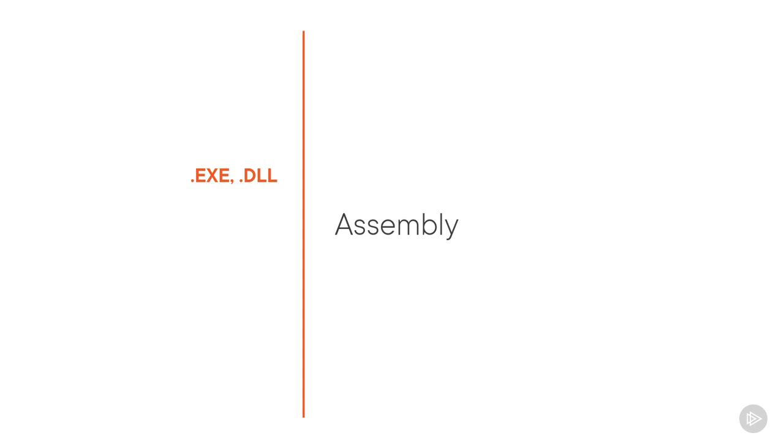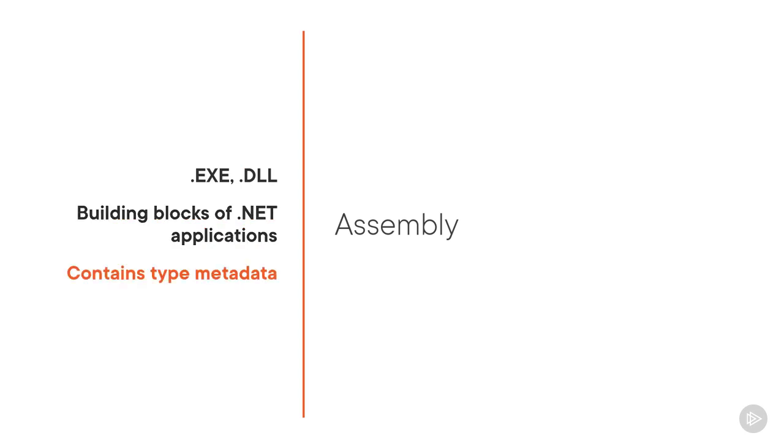They are the building blocks of .NET applications. They provide the common language runtime with the information it needs to be aware of type implementations. It thus contains type metadata. This is important to remember. We will encounter this again throughout the course.